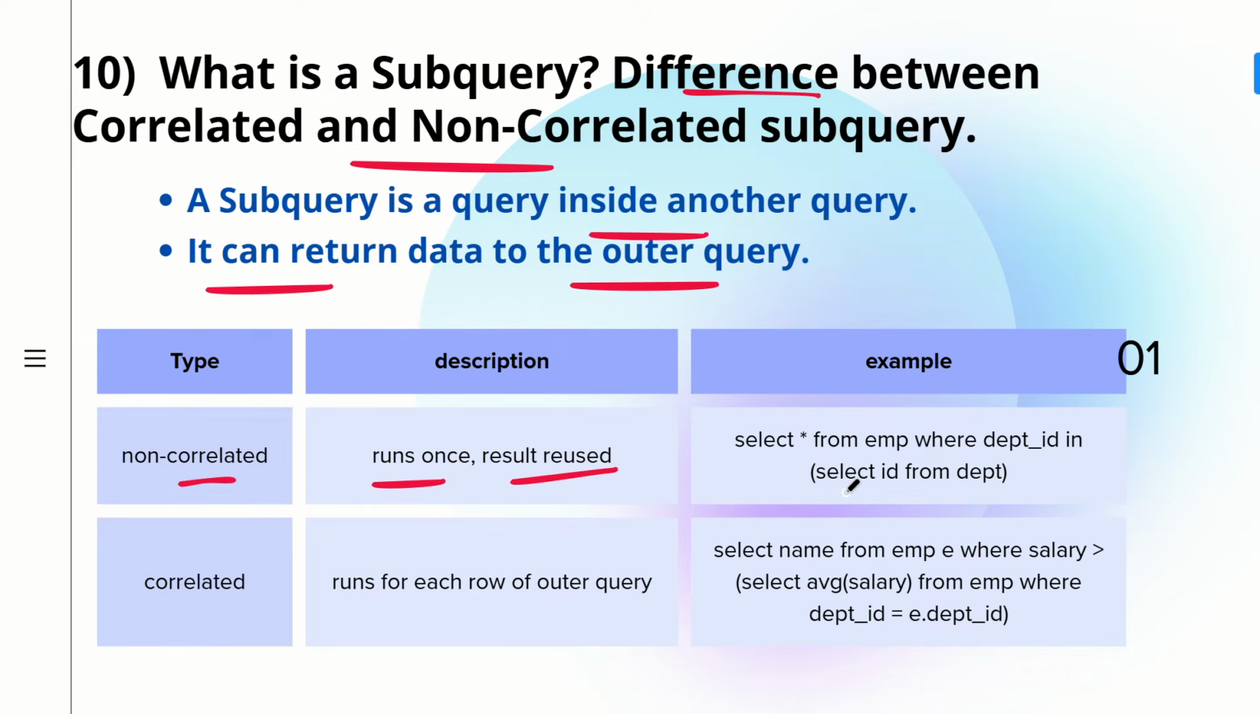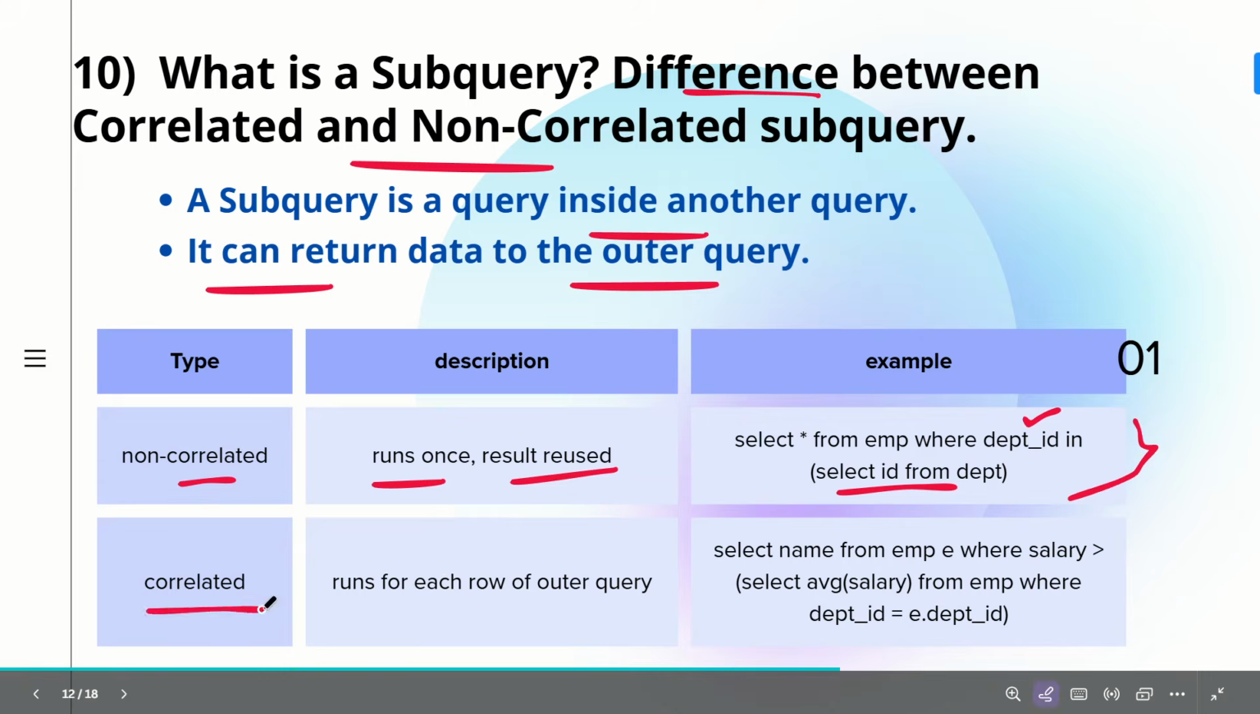We can see here an example, this is our non-correlated subquery. So select id from department, you are just selecting the id from department and then you are selecting the employee where department ids are matching with the department ids of the department table. So this is the simplest non-correlated subquery.